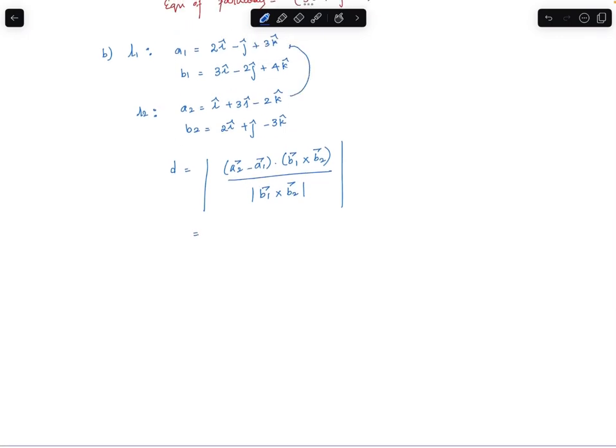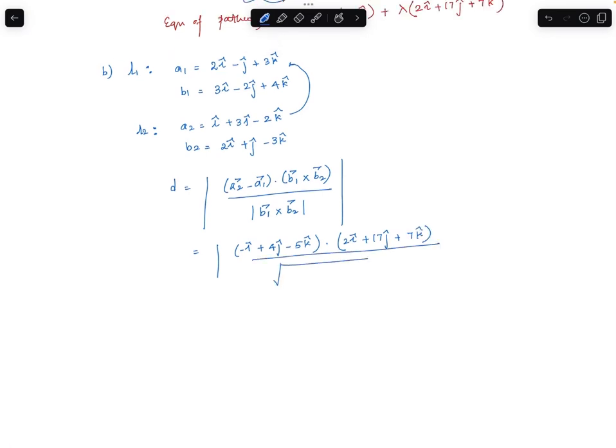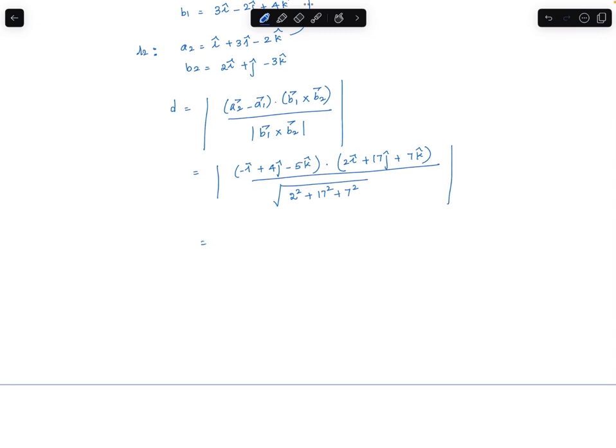a2 minus a1 is minus i plus 4j minus 5k, dot (2i plus 17j plus 7k), divided by square root of 2 square plus 17 square plus 7 square, which is equal to (minus 1 times 2 plus 4 times 17 plus minus 5 times 7) by root 342, which is equal to 31 divided by root 342 units. This is the shortest distance between line A and line B.